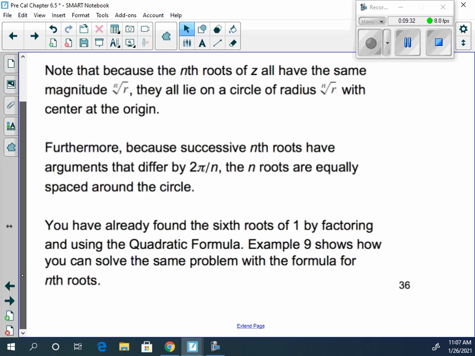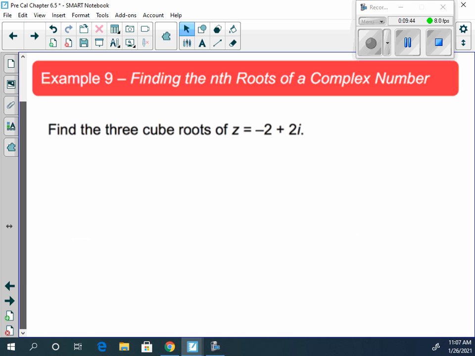You have already found the 6 roots of 1 by factoring and using the quadratic formula in cubics. Example 9 shows how you can solve the same problem with the formula for the nth roots. So we're going to look at this here, and there's an example in your book kind of showing you this, so you don't have to look at that there. What we're going to look at is this here. Now, the formula, because I have it written up here on the board, you have it in your book. You can reference back to it, or if you need to, skip back the video to where the formula shows back up and write it down if you didn't get it. Now, the formula is in terms of r and theta.